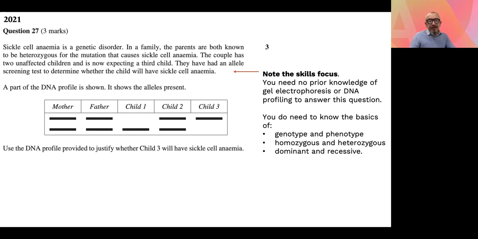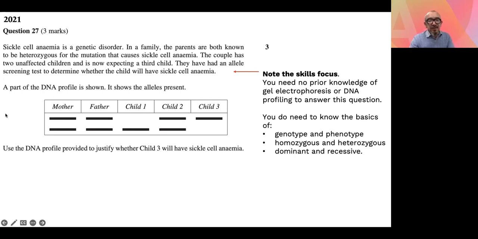And so basically, it's about sickle cell anemia. It is a genetic disorder. In a family, the parents are both known to be heterozygotes. Now, all of these terms are really important. Again, it's assumed knowledge that you know these terms for the mutation that causes sickle cell anemia.